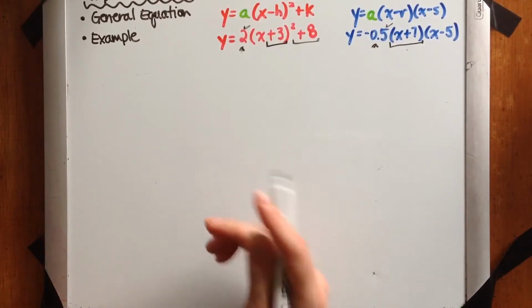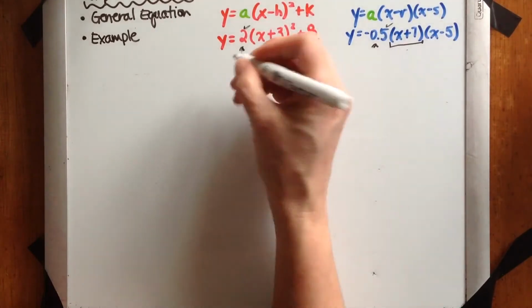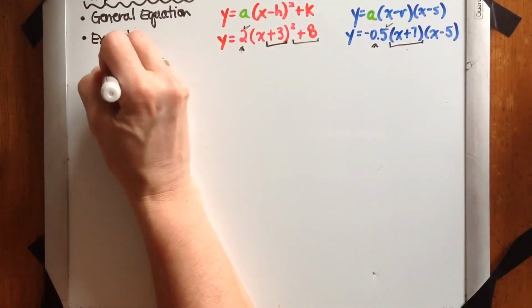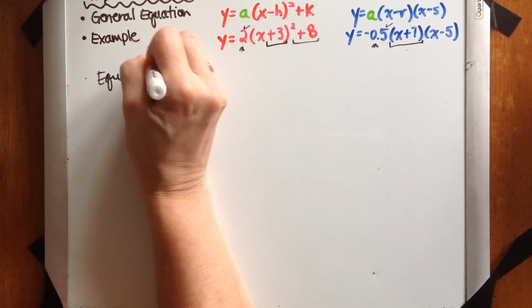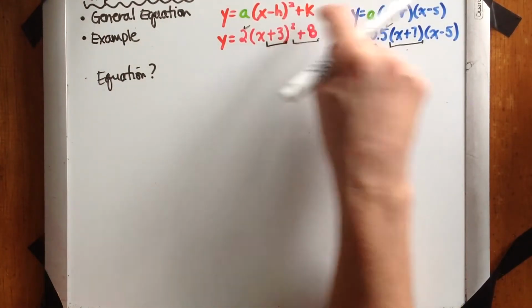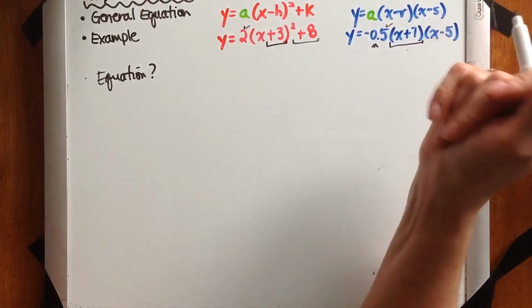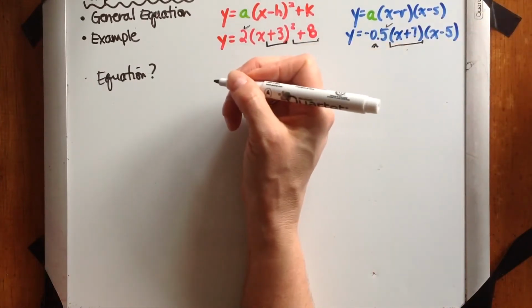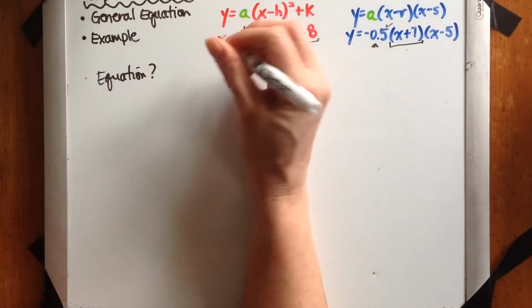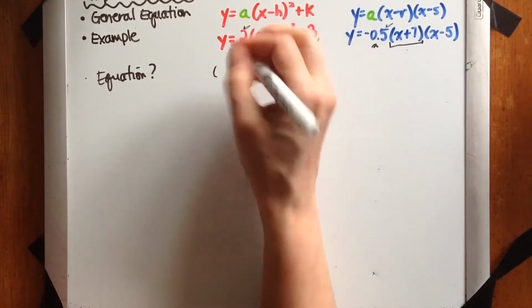Okay, so if I want to find an equation of a parabola, I have to know what goes in for a, h, and k when it's in vertex form, or a, r, and s when it's in intercept form. If I know all three of those things, bam, I have the equation. So in order to come up with the equation, I have to be given h and k, which are the coordinates of the vertex.